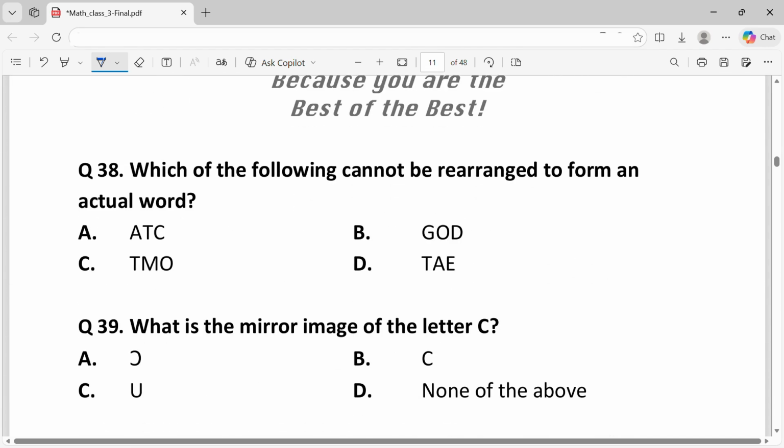38. Which of the following cannot be rearranged to form an actual word? Trying to form words from all of the options. ATC can be written as CAT, cat. GOD can also be written as DOG, dog. TMO cannot be written as any other word, and TAE can be written as ATE. So the answer is C, TMO.